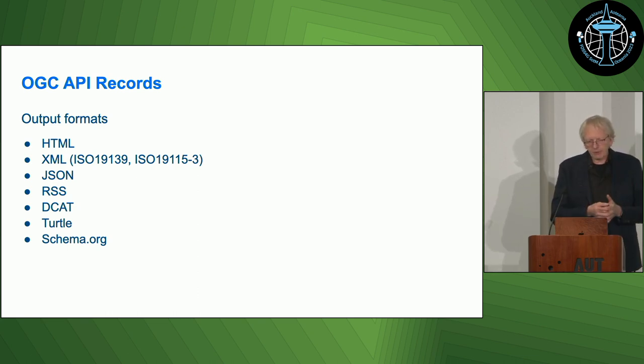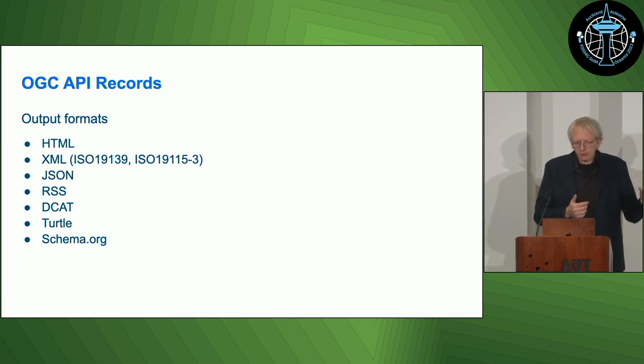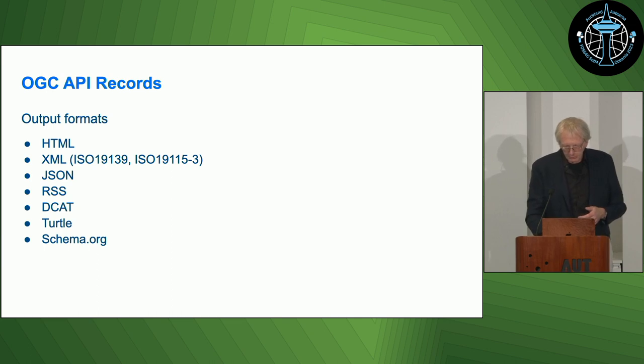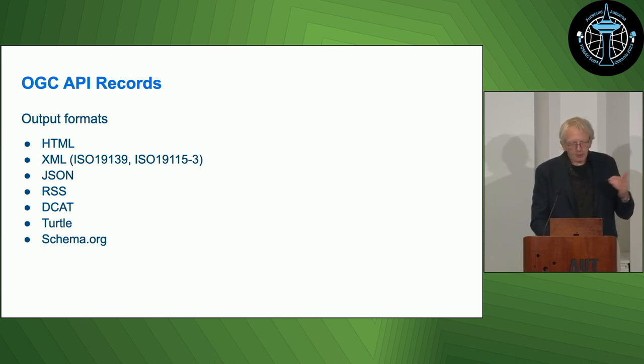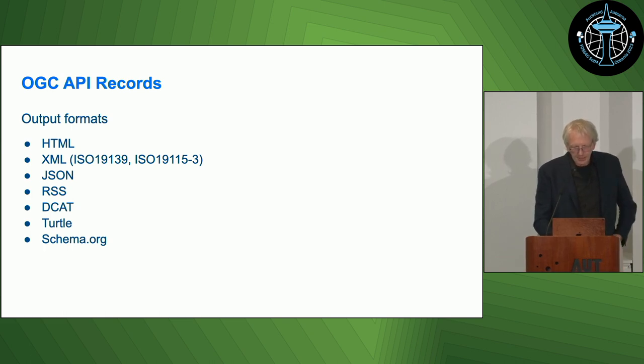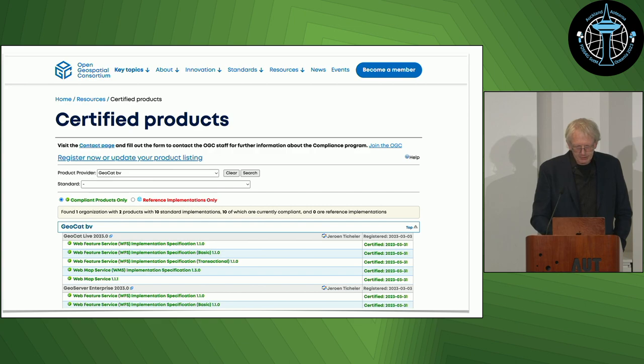So within OGC API Records, we have to support HTML, XML output formats, JSON, RSS, DCAT, GeoDCAT, Turtle, schema.org, and so on. So it is actually quite big in terms of what needs to be supported. We usually do them one by one or a couple of them at a time. But we also always welcome others to start contributing other types of output formats or catalog formats.